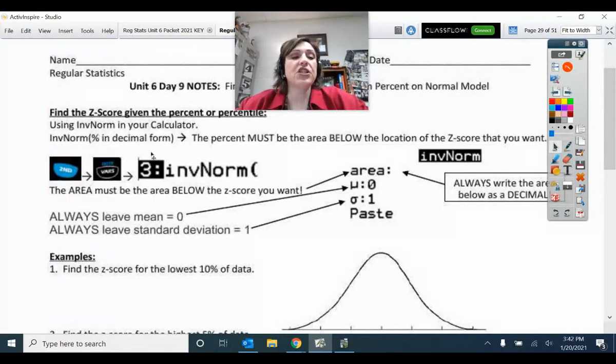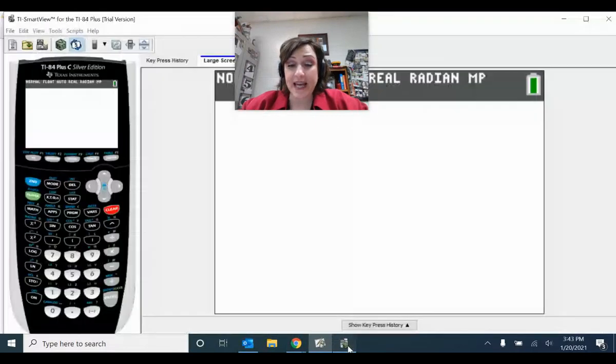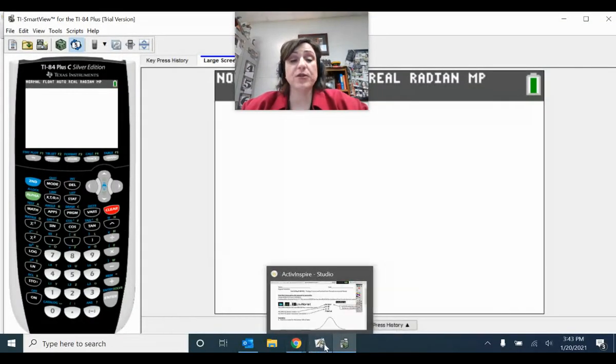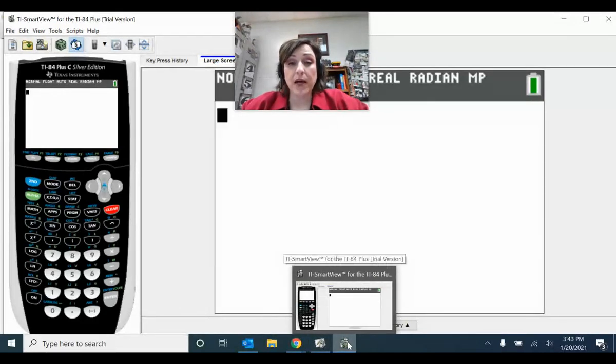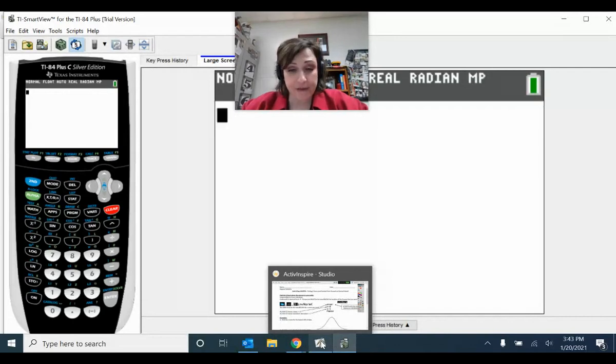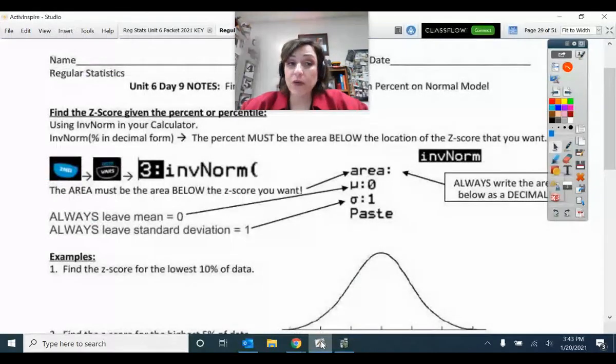Okay, so let's take a look. Our calculator is going to do that again. When we got an area, we used norm CDF. When we did percentage, when we did proportion of observations, when we did the probability, we did norm CDF. But now they might tell us the percent. For example, right here, find the z-score for the lowest 10% of data.